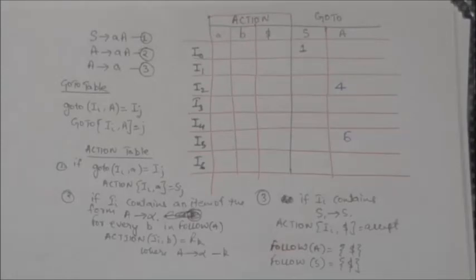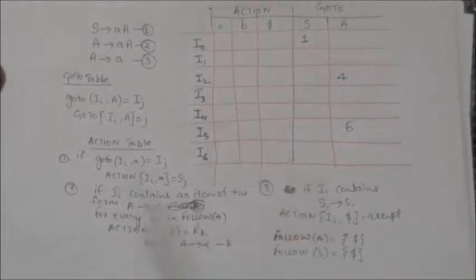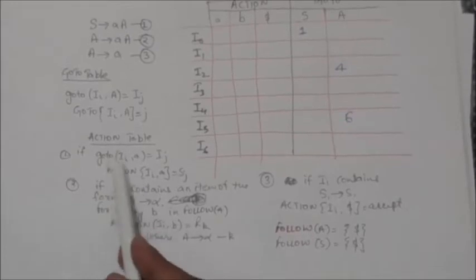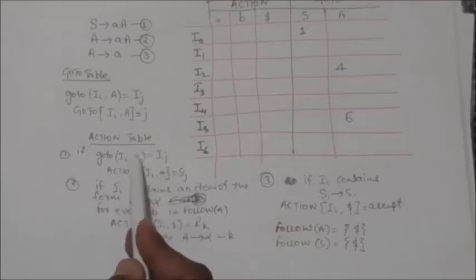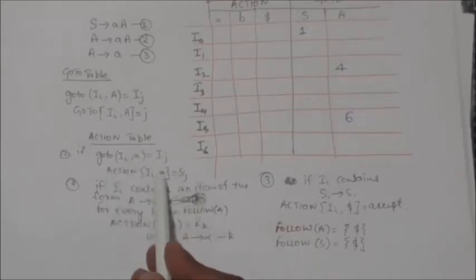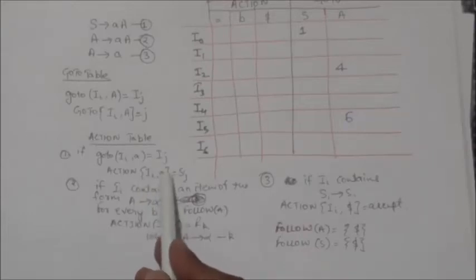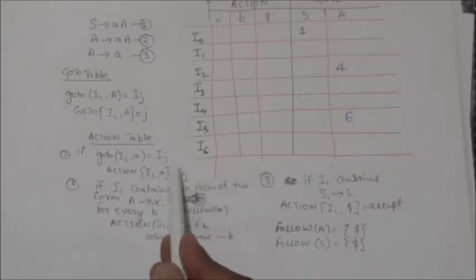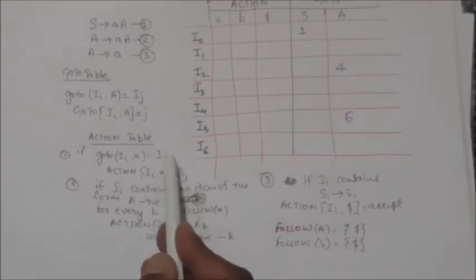Now we have to write the entries of action table, right? Now we have to complete the action table. So the first rule of action table is, if in DFA there is a transition from state Ii to state Ij on terminal symbol A, then in action table, at the row labeled by Ii and column labeled by terminal symbol A, we will write Sj. It means shift and jump to state Ij, right?